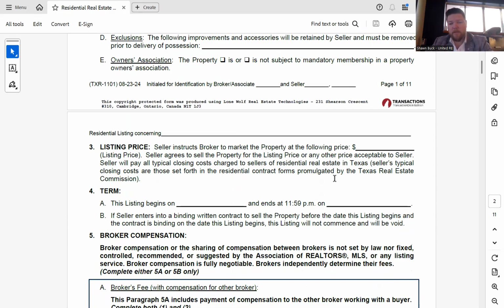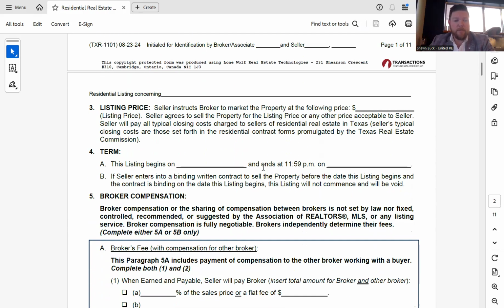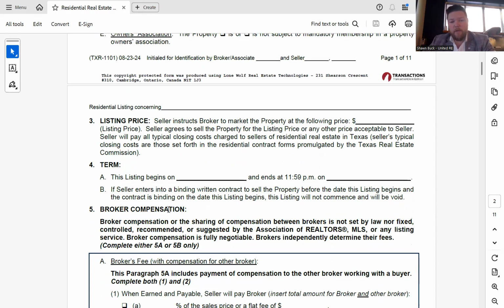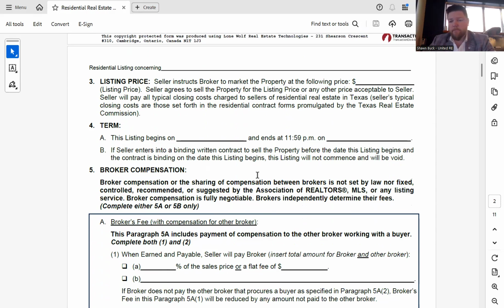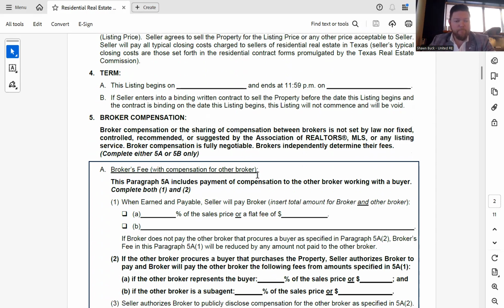Listing price. Price is key. Time is money. So obviously consult with your realtor on what you think the best price would be versus the time versus the money and you wanting to sell the property. Terms of the listing agreement: the date on which you sign and the date when it ends, 3 months, 6 months, a year, 2 years. It's up to you with your agent.